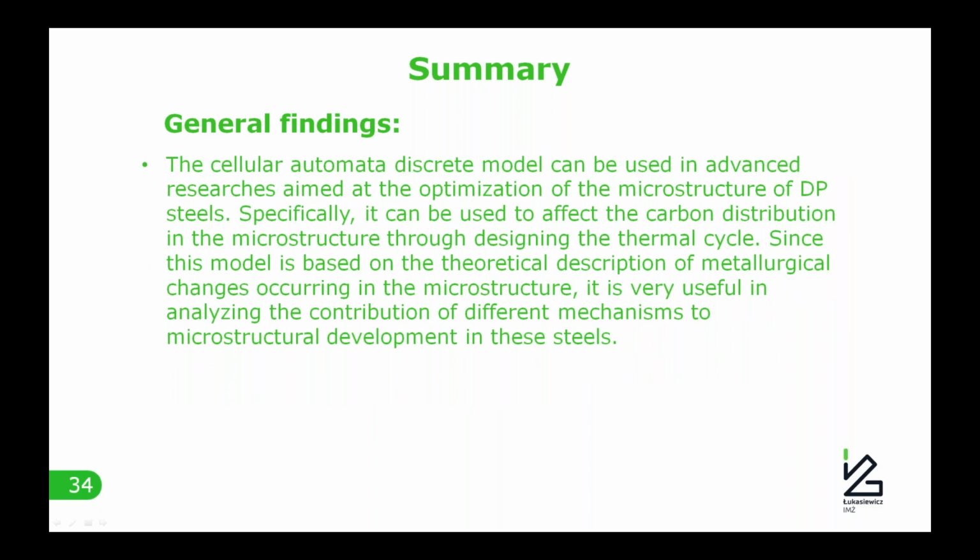The cellular automata discrete model can be used in advanced research aimed at the optimization of the microstructure of DP steels. Specifically, it can be used to affect the carbon distribution in the microstructure through designing the thermal cycle. Since this model is based on the theoretical description of metallurgical changes occurring in the microstructure, it is very useful in analyzing the contribution of different mechanisms to microstructural development in these steels.